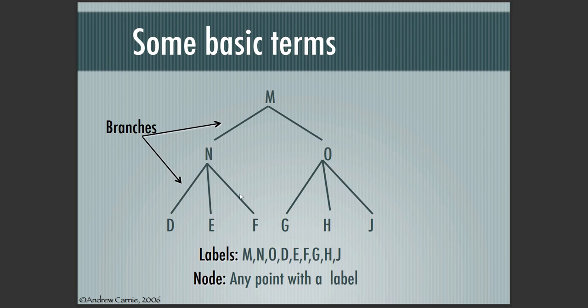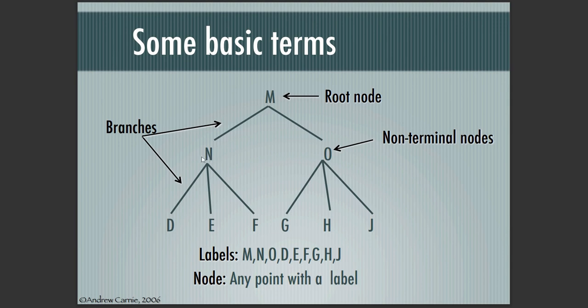The highest level in the hierarchy of this tree is called M. This is the highest node in the tree, and we call it the root node. It is the first one; there is nothing above it. Whereas these, we can call daughters, because this N is a daughter of M and this O is a daughter of M. Both of them are sisters, and the mother of N and O is M.